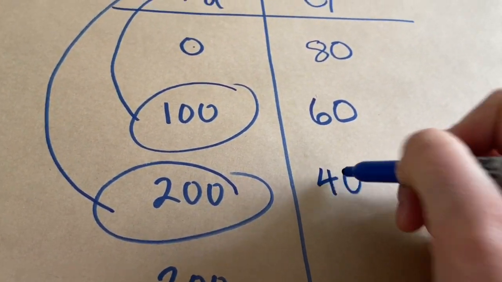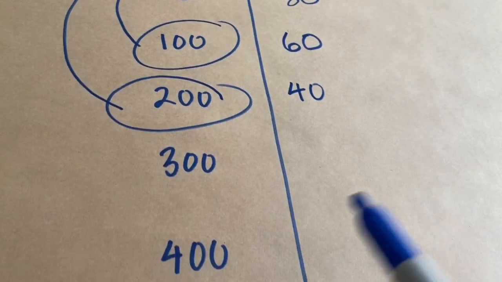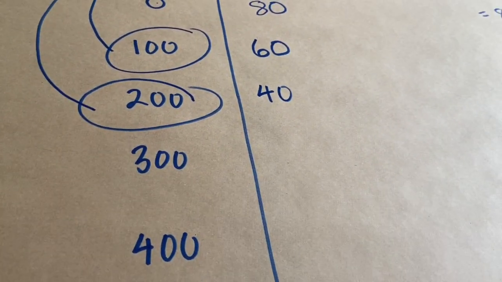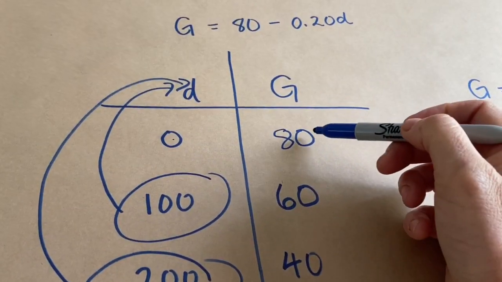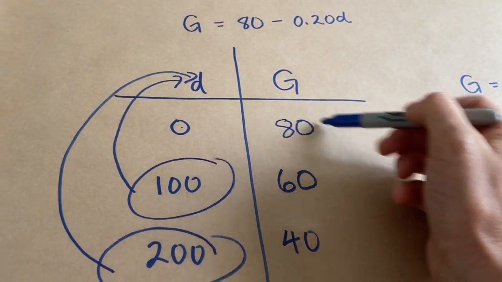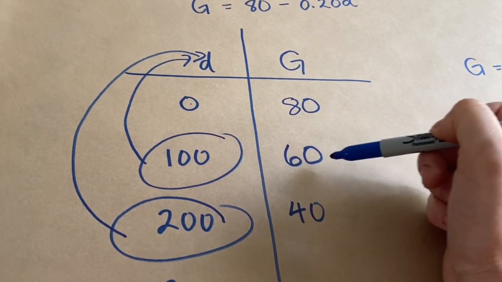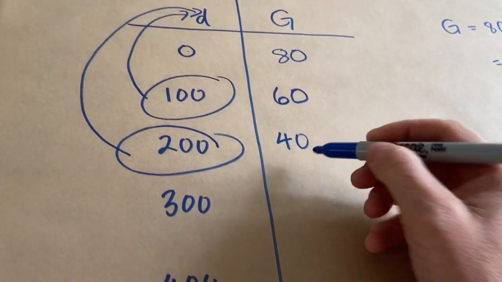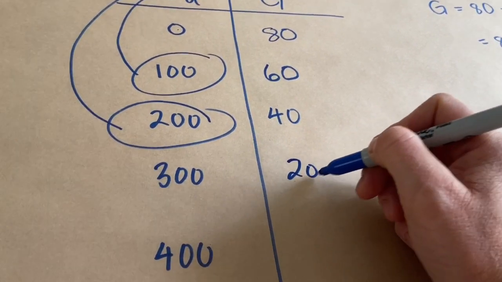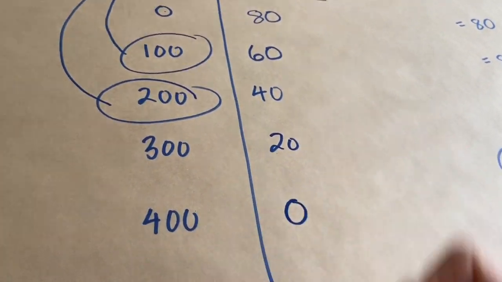Now, there are two things we can do. We can continue using the equation for the rest of the table, or I can start looking for patterns. I see that right now it's dropping by 20 each time. So 80 minus 20 is 60. 60 minus 20 is 40. 40 minus 20 would be 20. 20 minus 20 would give you 0.